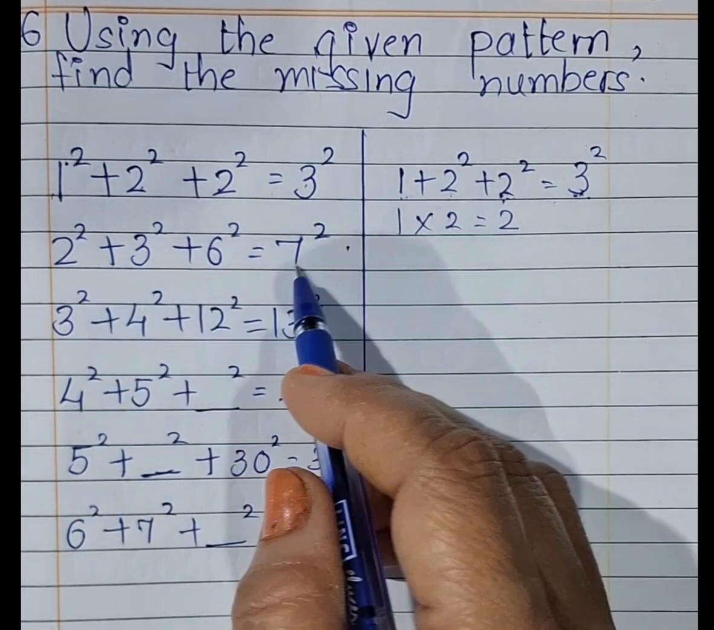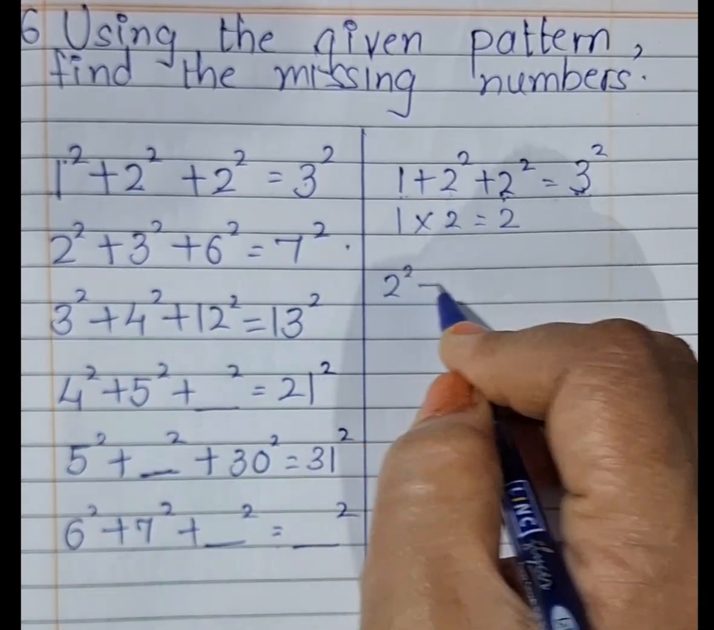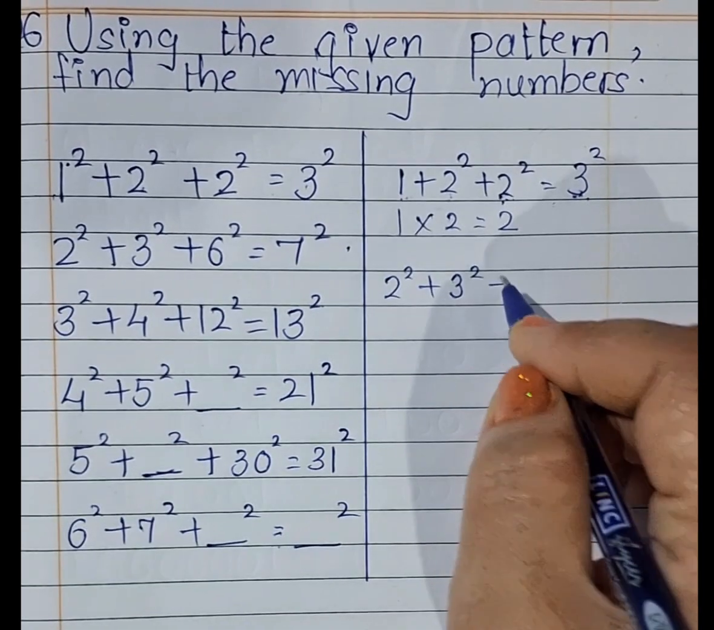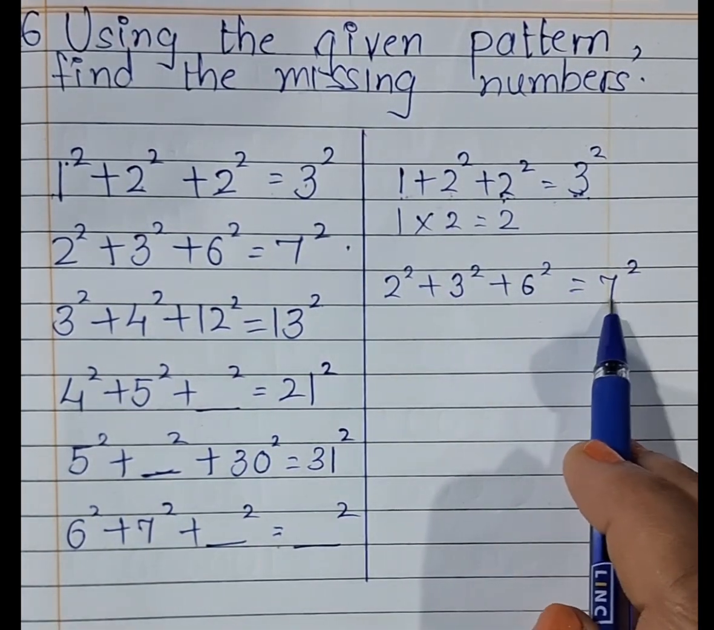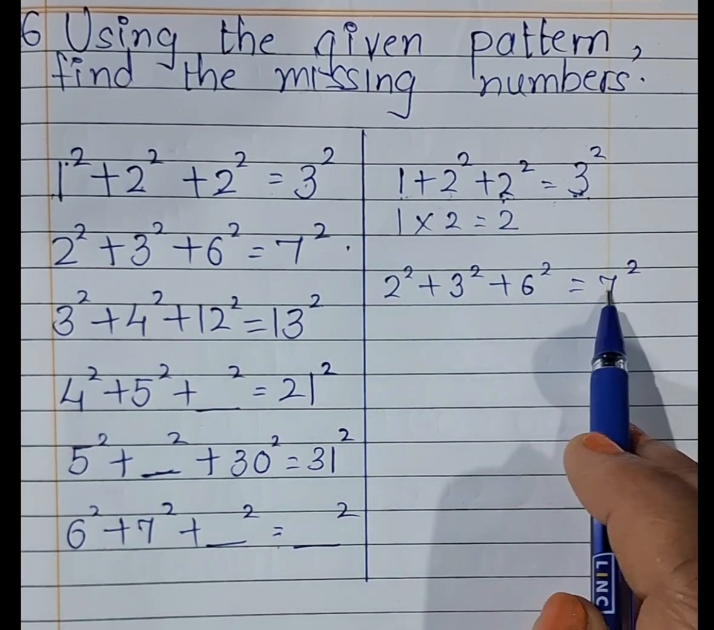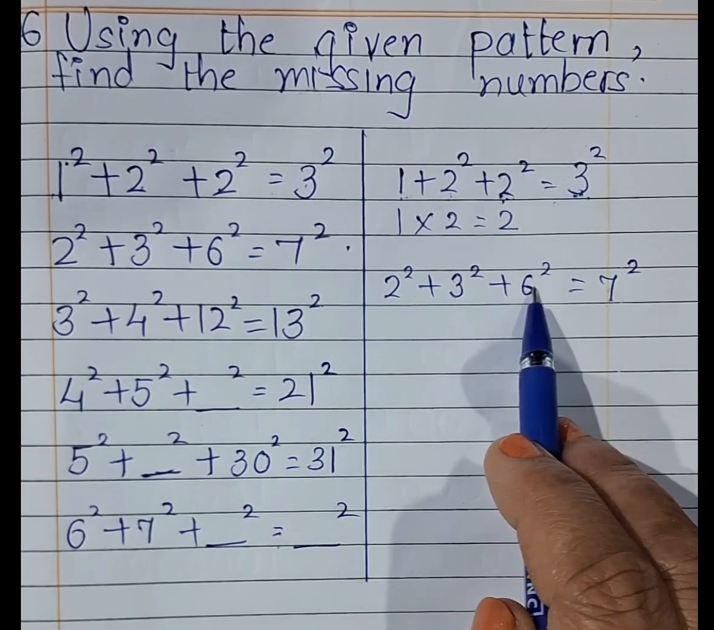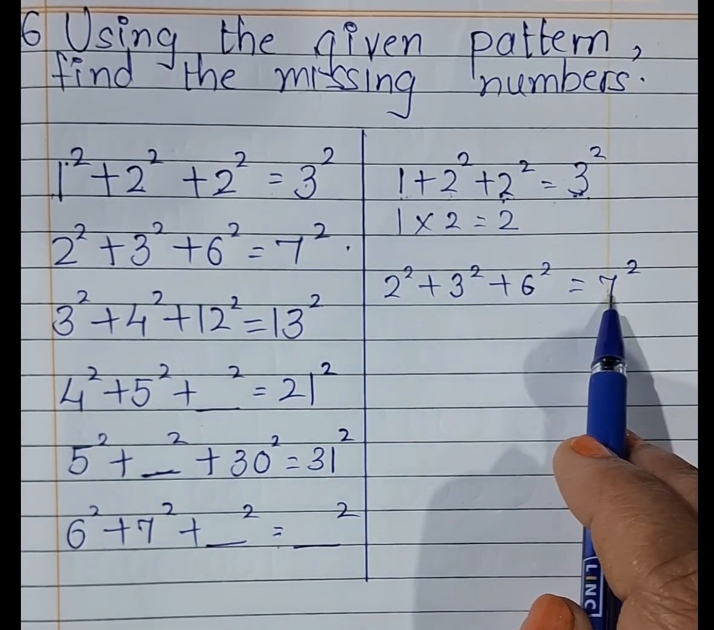Again, let us check it here. 2 square plus 3 square plus 6 square is equal to 7 square. You can easily make out that if you subtract 1 from 7, you will get 6. This is the relationship between these two numbers. Okay, that is number 3 and number 4.